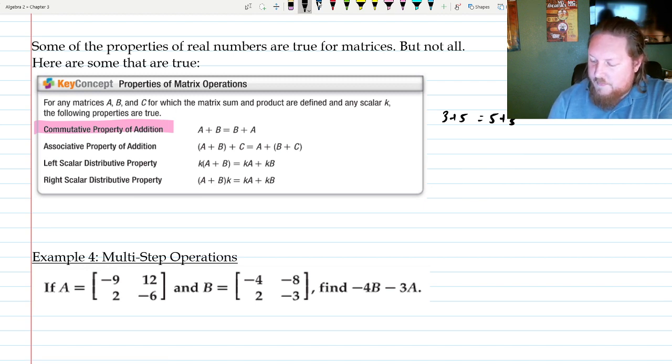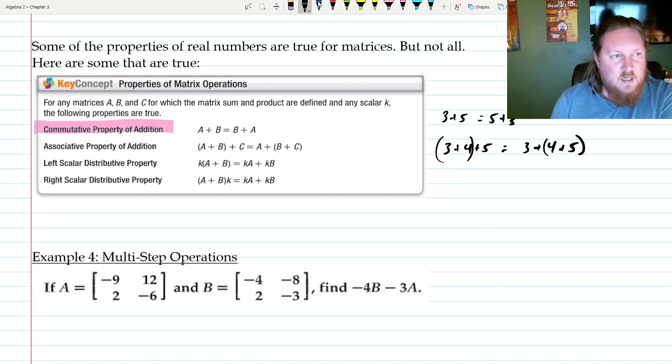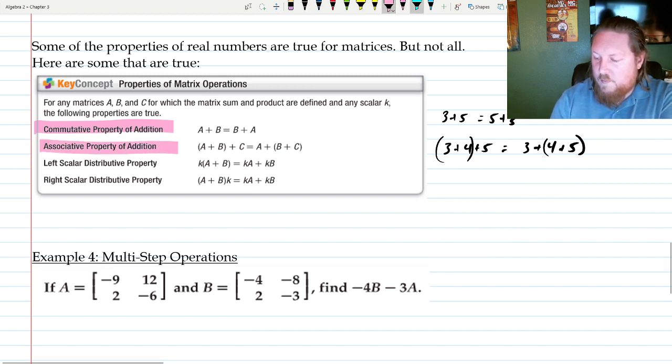The order of the matrices that you add together does not matter. The associative property also exists. Remember, if you had 3 plus 4 plus 5, you could decide to add the 3 and 4 together first, or you could add together the 5 and the 4. You'll still get the same result. That also works for matrix addition. So those two you're pretty familiar with.